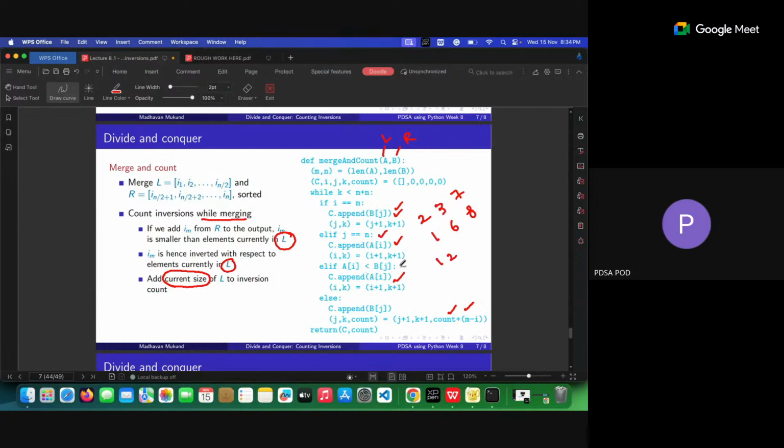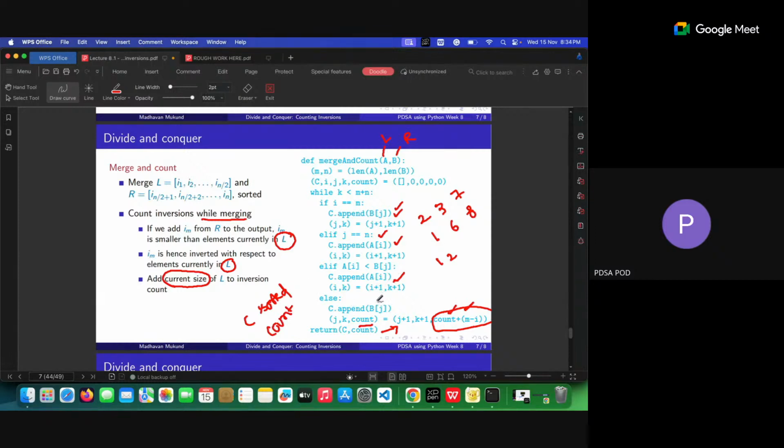Whenever a smaller element comes, it is not a problem. Whenever a greater element is there, it has to be placed first, and that is the reason an inversion is found. So this inversion has been counted here and the count is increased. We return the sorted C, and along with that the count, which is the number of inversions.